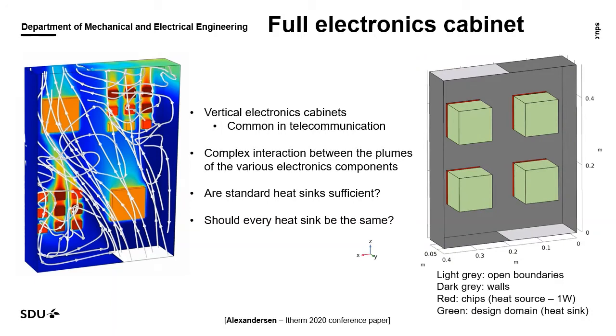This I tried to look into, so now I just have 4 equal chips, but still we have an inlet to the right here and an outlet to the left, and then each of these chips is a heat source of 1 watt. And then the green areas are where we can place material in order to optimize our heat sinks.